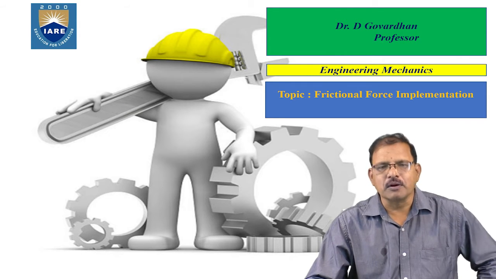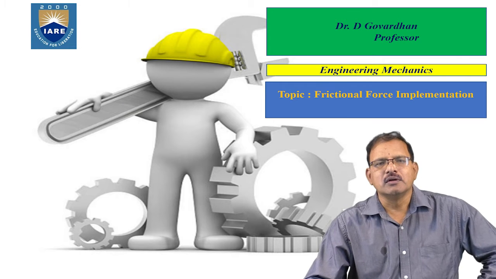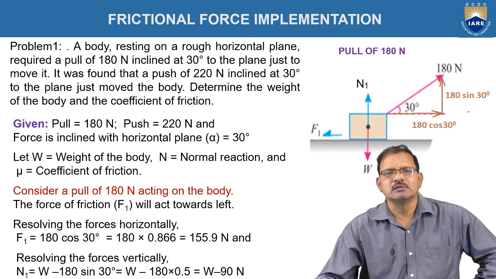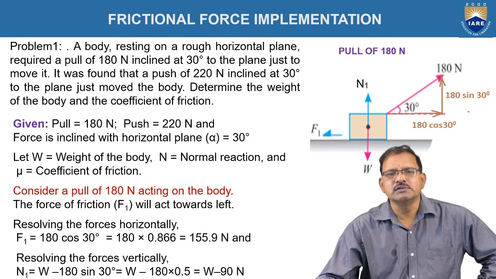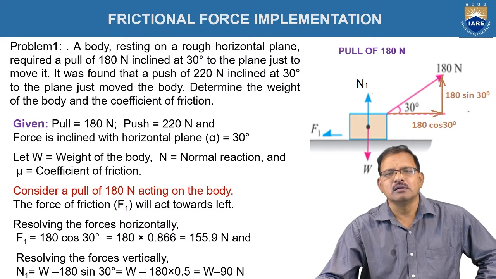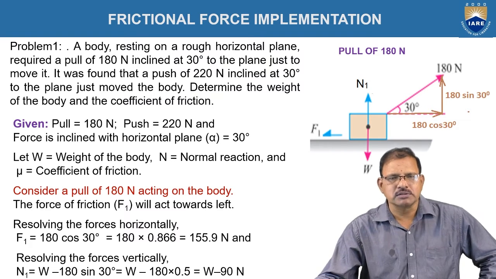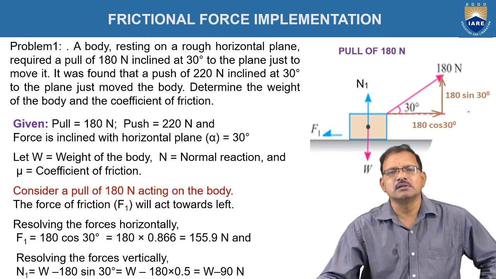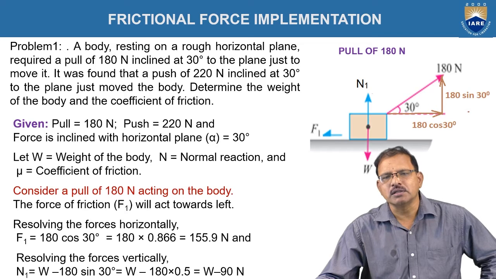Today we are discussing the problems on frictional force. Here, what is friction? Friction is the force which always offers resistance to the body when it tends to move or when it is in motion. In other words, it always acts tangential to the surface of contact, but in the opposite direction to that in which the body tends to move or is moving.